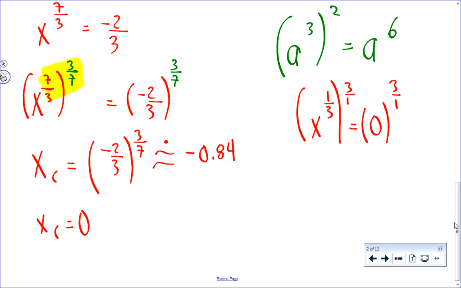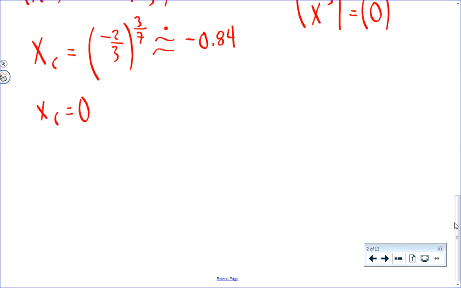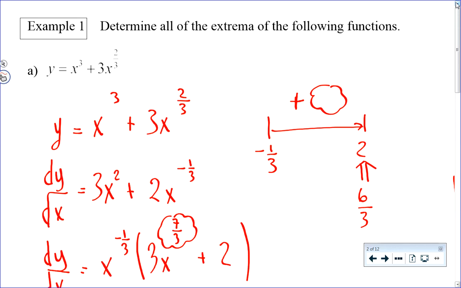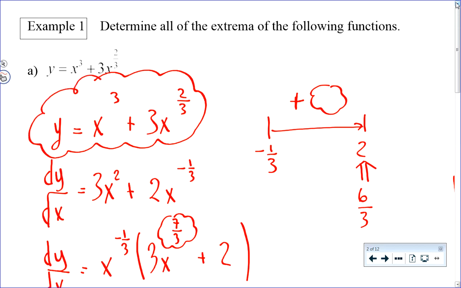Now we have to construct a first derivative table. Before I actually fill in the left side of the table, let's go back up and let's ask ourselves if this function is defined everywhere. And the answer to that question is yes. The domain of this function is x is any real number.